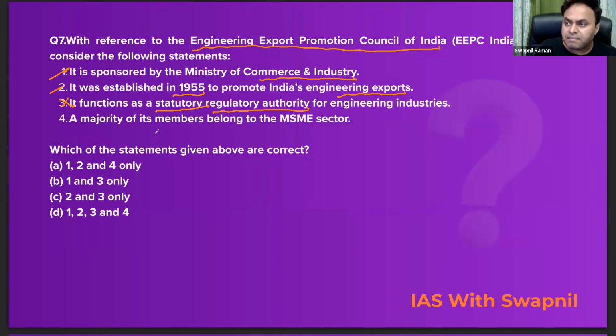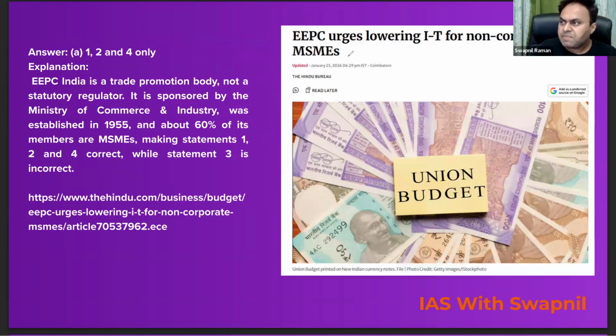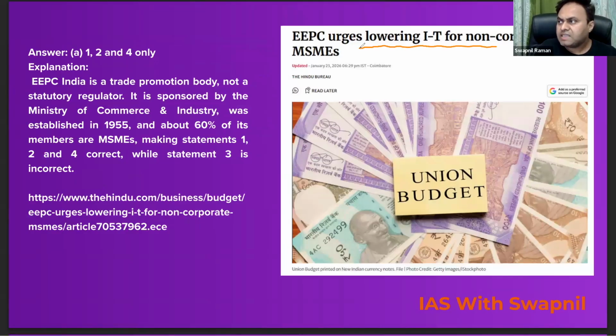Fourth statement says a majority of its members belong to the MSME, micro, small and medium enterprises sector. This is correct. So 1, 2 and 4 are correct. Clear? So A is the correct answer. Which of these statements given above is correct? So look at the explanation part. EPEC urges lowering of the IT for the non-corporate MSMEs. ये रीजन था इस आर्टिकल के इस क्वेश्चन को पिक करने के पीछे.